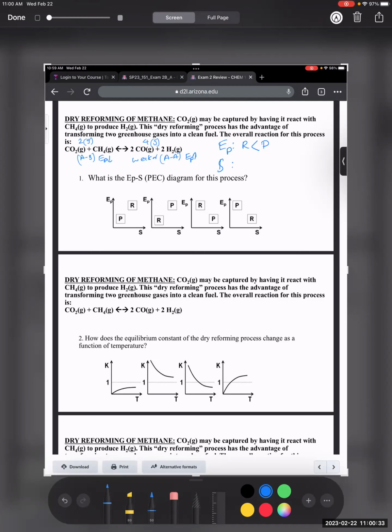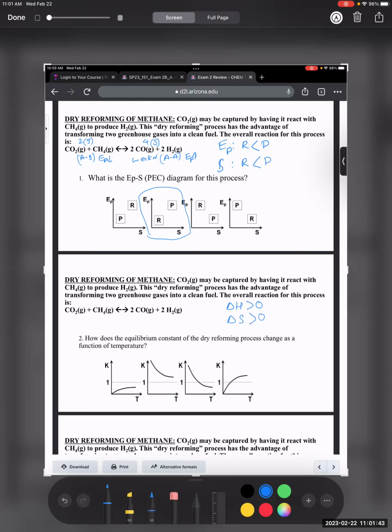How does the equilibrium constant of the dry reforming process change as a function of temperature? What we notice here is the delta H, or the change in potential energy, is going to be positive. When you go from reactants to products, the enthalpy or the potential energy increases. Therefore, delta H is positive. And also, products have a higher entropy compared to the reactants. Therefore, you are increasing the entropy as well, so delta S, or change in entropy, is positive.